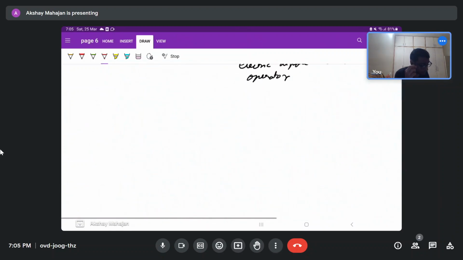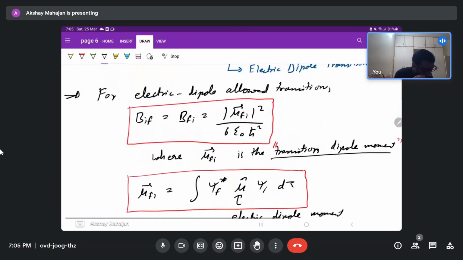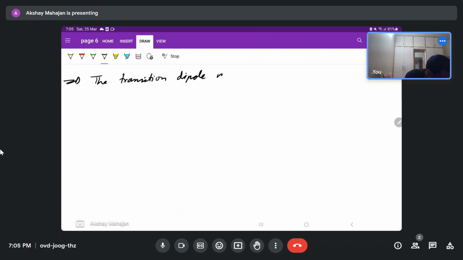Okay. So going back to our problem. Now we know what are the things that we have to find. So first we have to find the transition dipole moment mu z for the 3pz to 2s transition. Right.